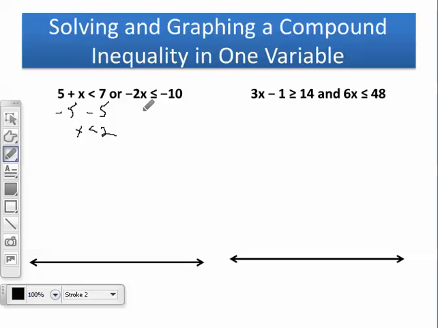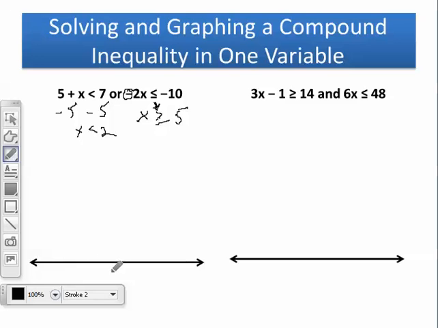So that means I'm going to divide by the -2, and I'm going to get x is greater than or equal to 5. Wait a second, Mr. Green. Why did you switch that sign? Because we're dividing by a negative number. Remember our inequality rules. We divide by a negative number, that less than sign became a greater than or equal to sign.